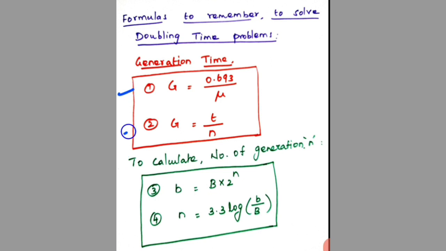So if you know these three formulas, you can easily solve the doubling time problem by substituting the given data in these formulas. Then you can find out the required data. So let's see the problems.